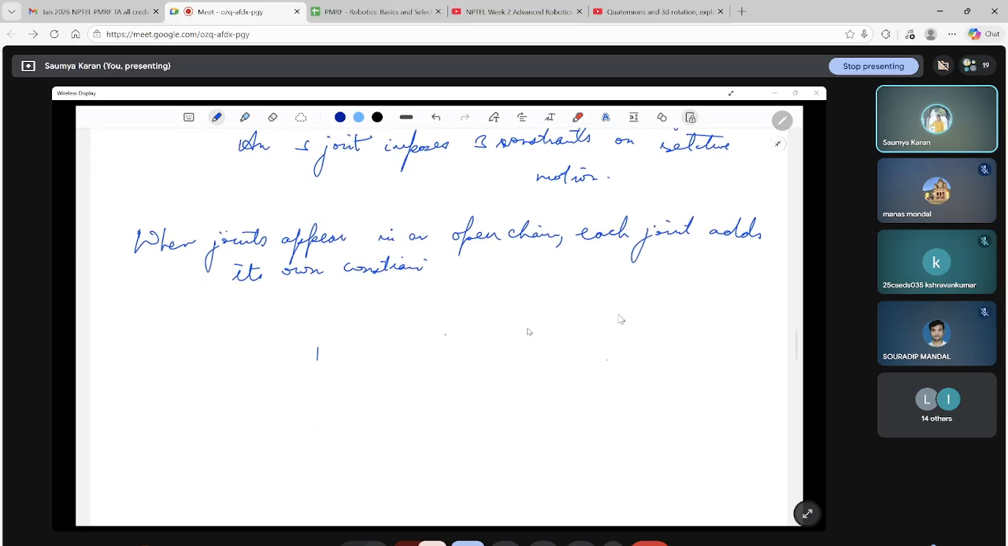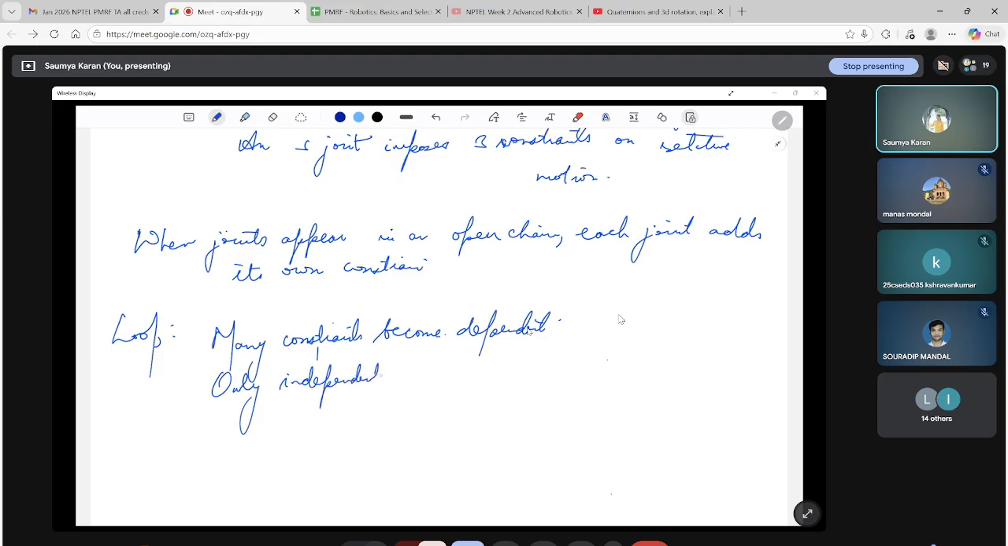But if it is in a loop, what would happen? Many constraints become dependent. Only independent loop closure constraints count.